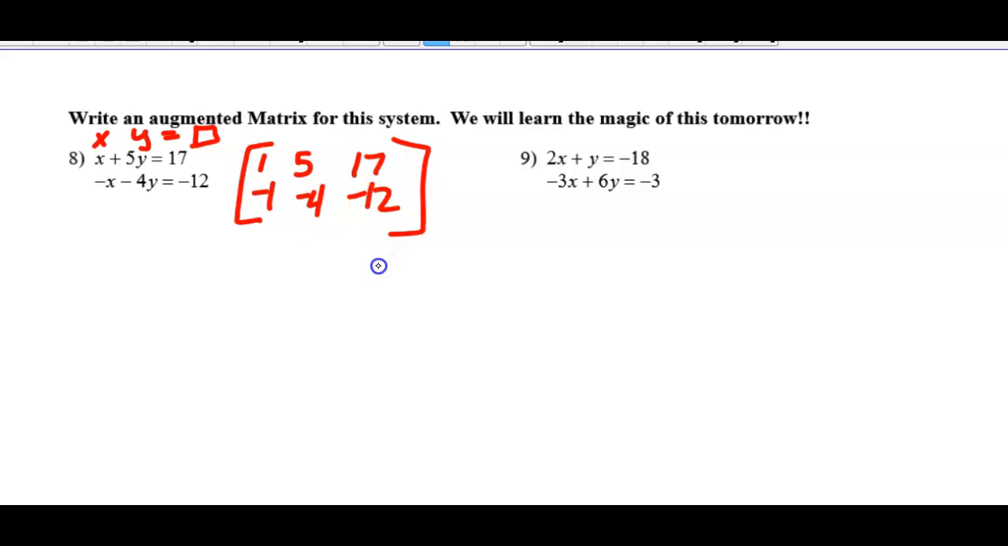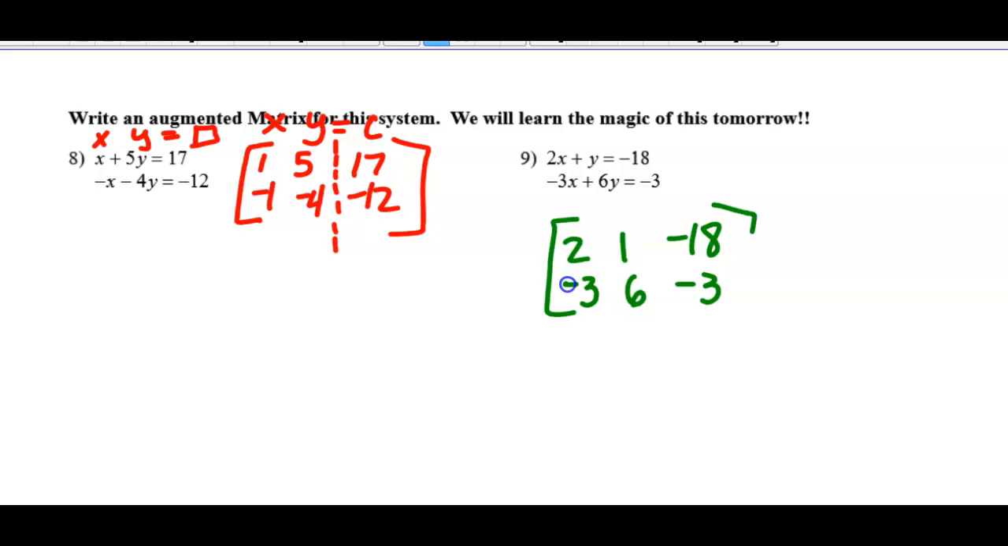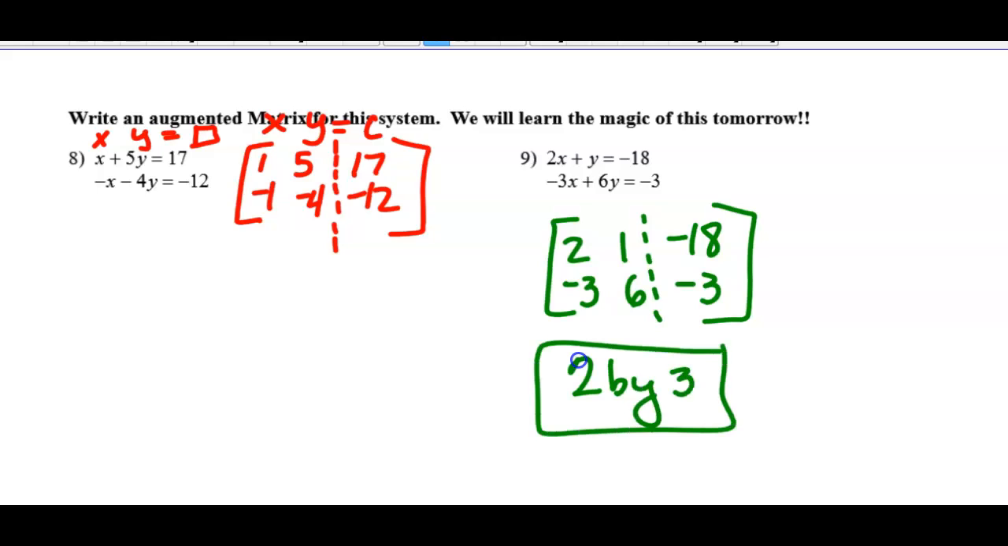But remember, again, before you do that, these have to be the x's, these have to be the y's, and these have to be the constant term on the other side. And they will put in a dotted line to show where the equal sign was. Okay? When you go to type them in on Delta Math, I can't remember if they put that dotted line. They may not. A lot of times they just leave it off. So for this one over here, they already line up. So you have 2x, 1y, -18, -3x, 6y, -3, and that is the augmented matrix. And it is a 2 by 3. You will need to know that when you go to put it in your calculator tomorrow.